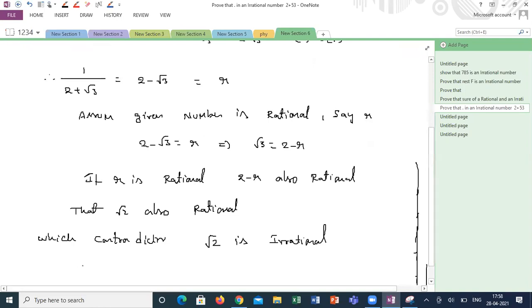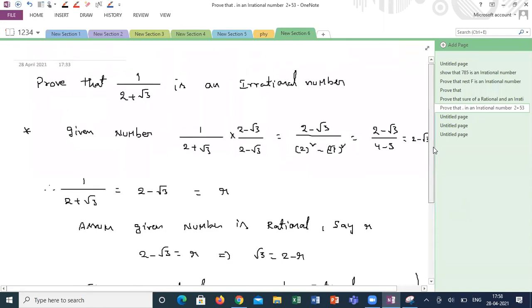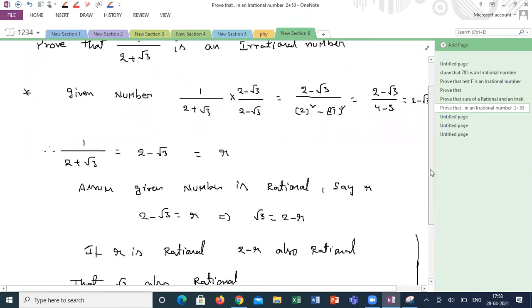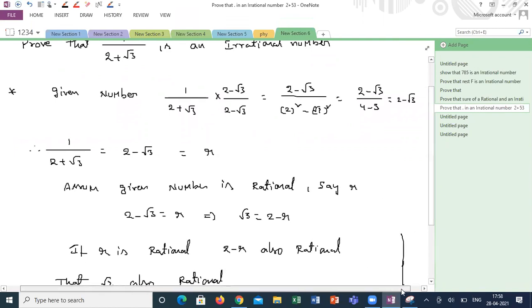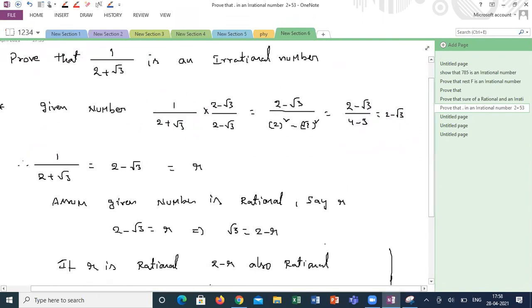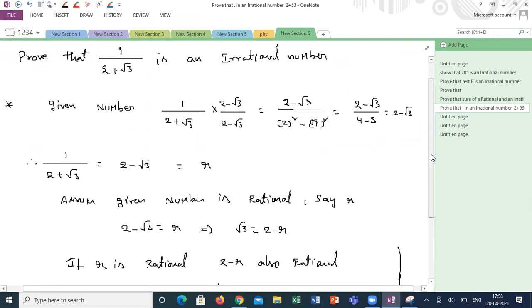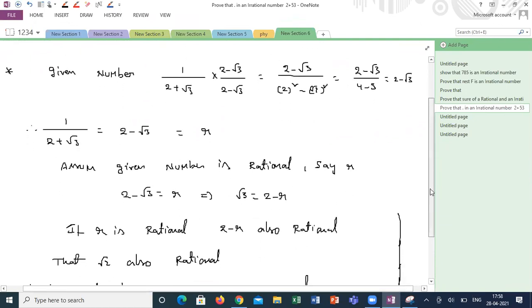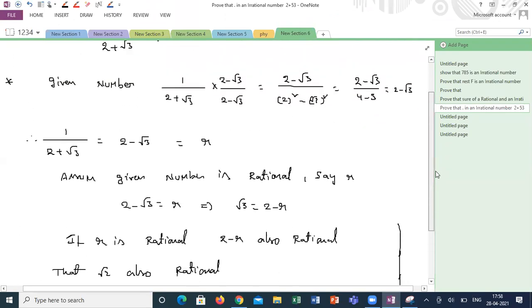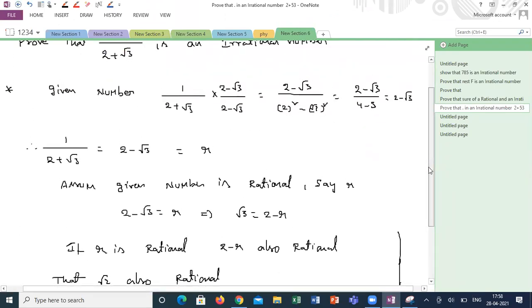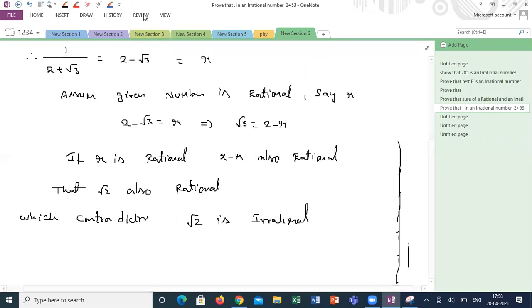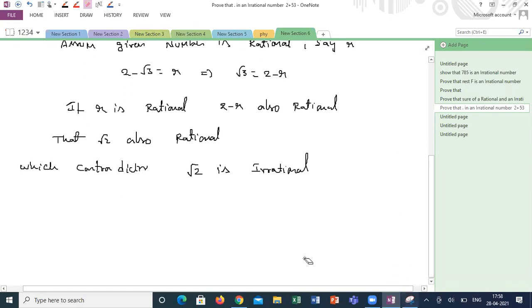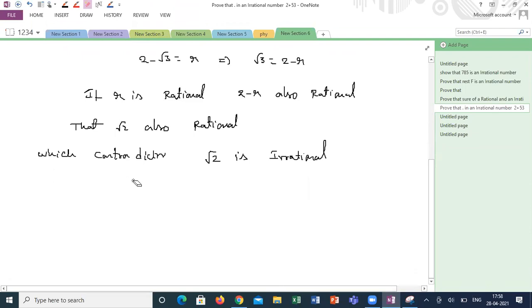Sir, in the first step you rationalized and took 2 minus root 3, sir? Yes. Without rationalizing also we can do it, but it is a little bit long process. Some more calculation will come. After rationalizing I started the question. Okay, sir. There is no mistake in that. Am I right? Correct, sir. If you are unable to get the idea of rationalizing, you can proceed, but it will take 1 or 2 steps extra.